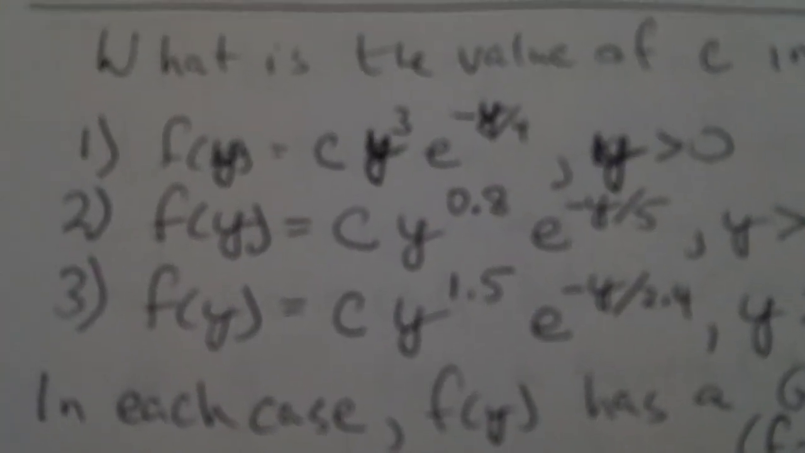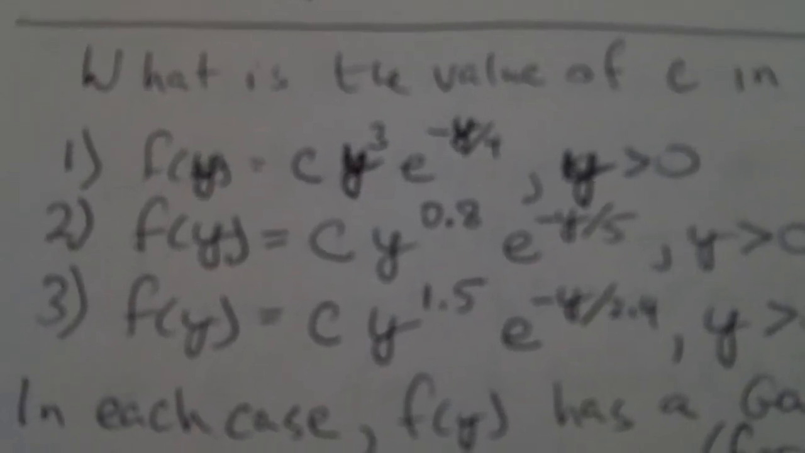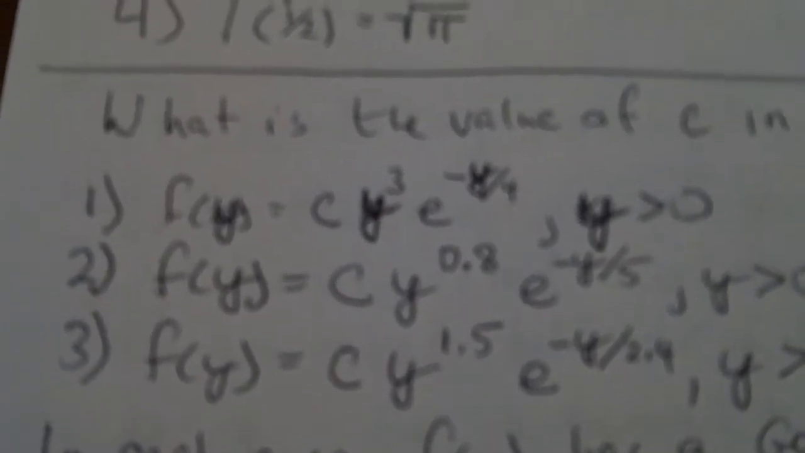So in the first case, we've got y cubed e to the negative y over 4. Remember, as far as the power function is concerned, it's y to the alpha minus 1. So the value of alpha in that case would be 4. And then we have e to the negative y over beta. Beta in this case is 4. So we have alpha's 4, beta's 4.